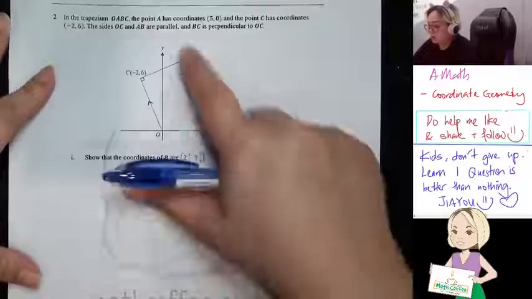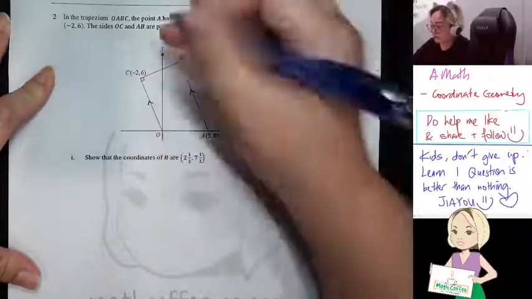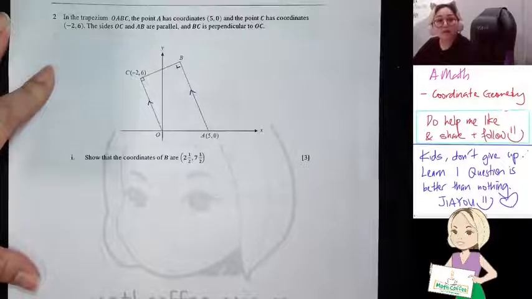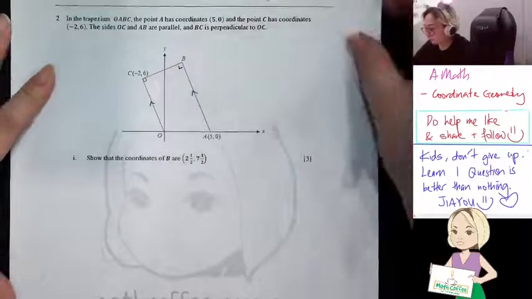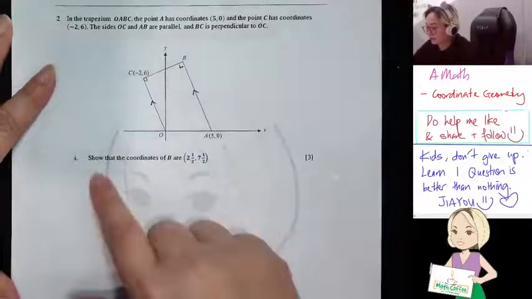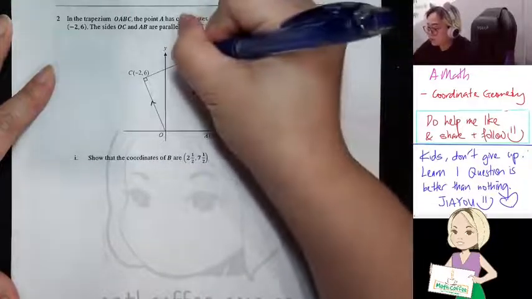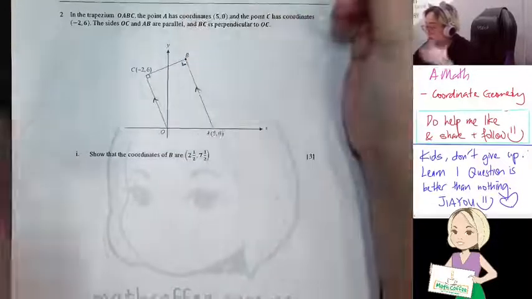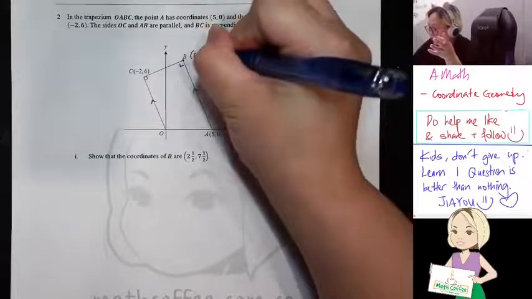Because this and this are parallel, this is an interior angle. So if this is 90 degrees, actually this is also 90 degrees, because interior angles add up to 180 degrees. Okay? So now your task is to show that the coordinates of B are this. The first part is quite similar to question 1 just now. So again, I'm going to let this be AB.